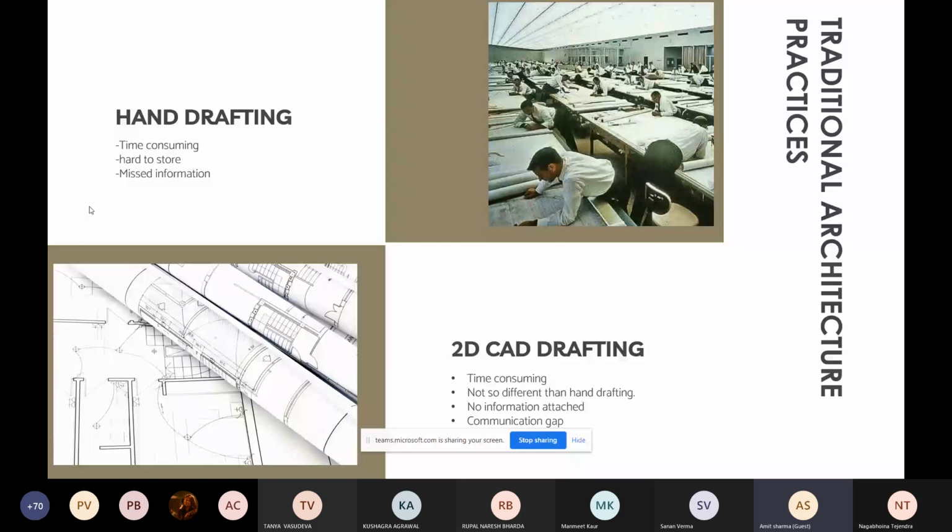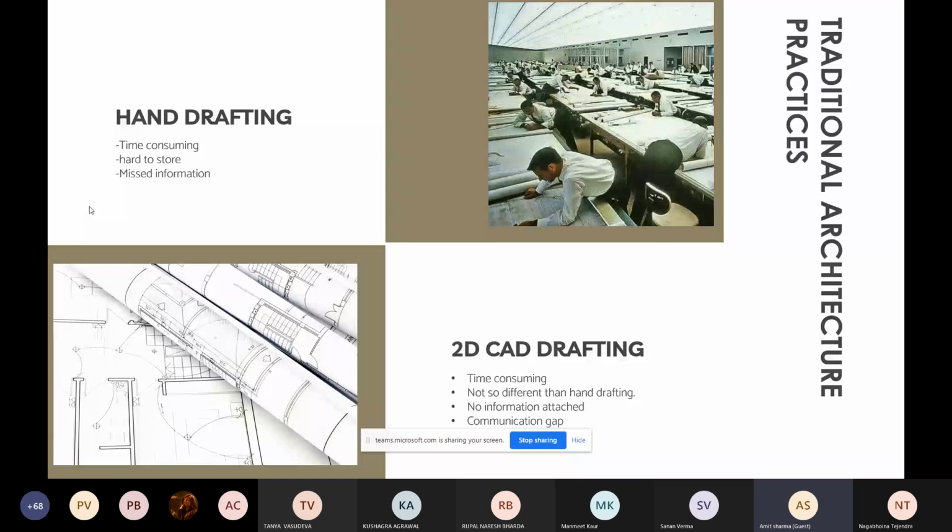And we don't have a lot of old building designs in very good format, and it missed a lot of information. Then we moved to 2D CAD drafting drawings, and it's almost the same method of working. We were just doing the same thing, making every line from line to line in a CAD format using mouse and keyboard. But it was the same process. Again, there was a lot of time consumption, not so different from hand drafting. A lot of information gets lost during that time.